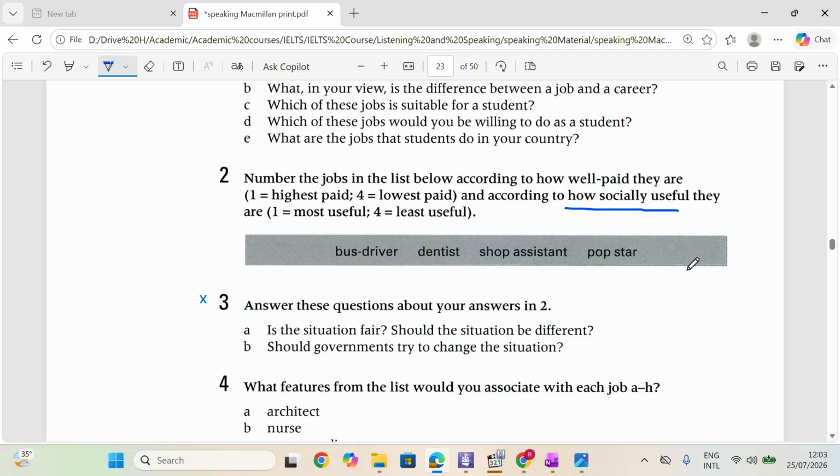Okay, good job. Other thoughts, Anissa? I think the most useful is the dentist, because he takes care of people and gives them useful treatment. If anyone feels ill from his teeth, he will not go to anyone except the dentist, because he will give him the right treatment. And I think the least useful for people is the pop star, because I don't think they give people any basic service in their communities.